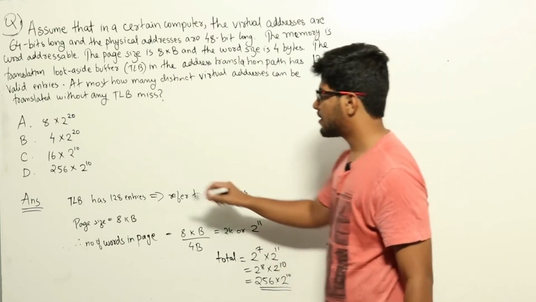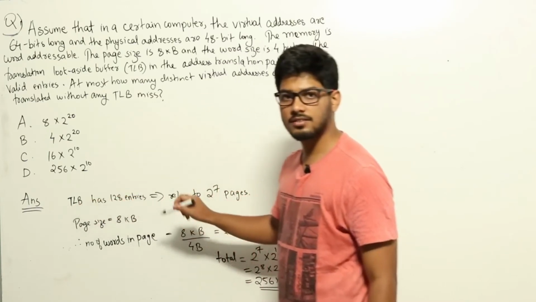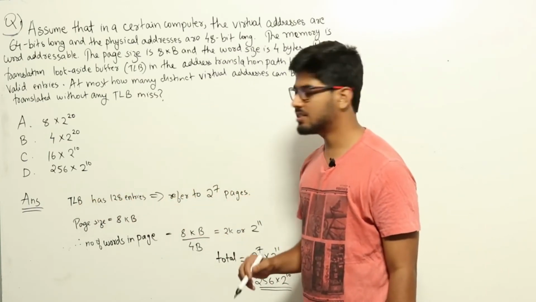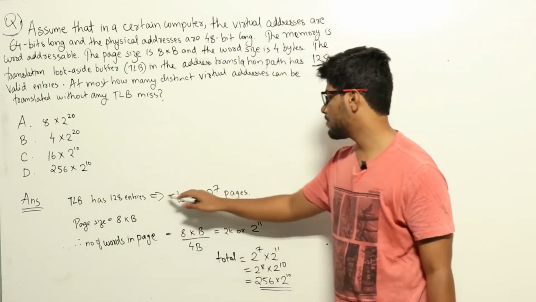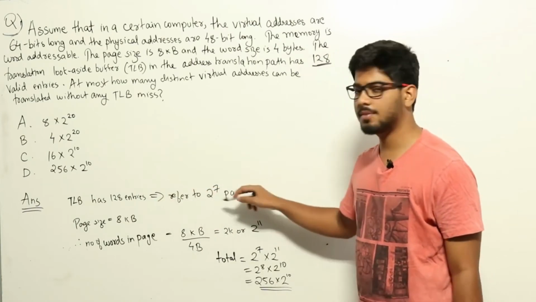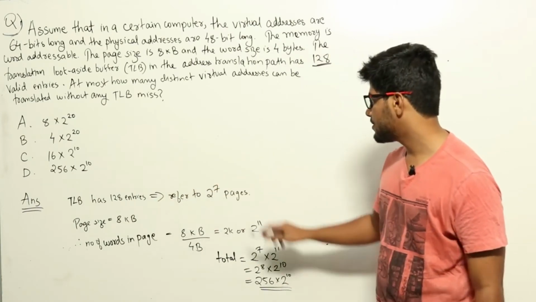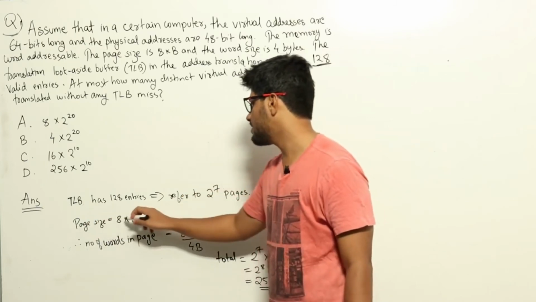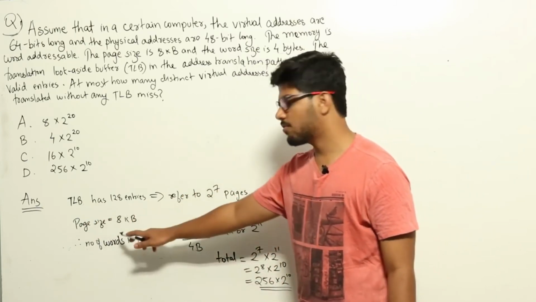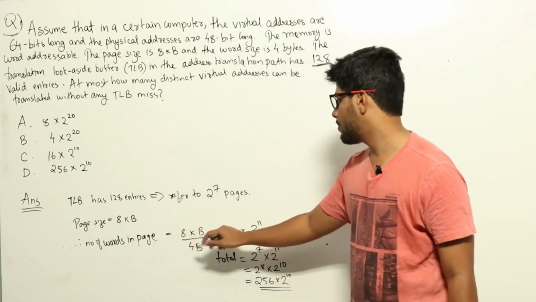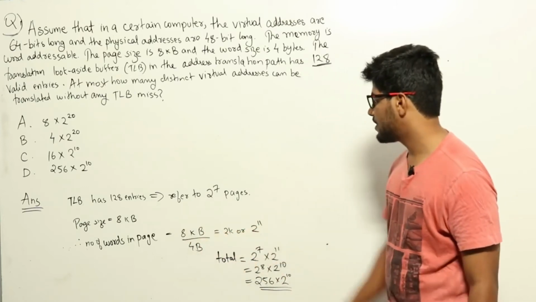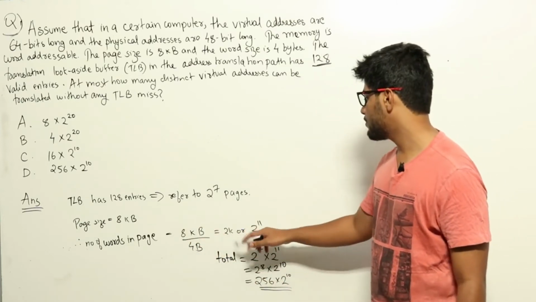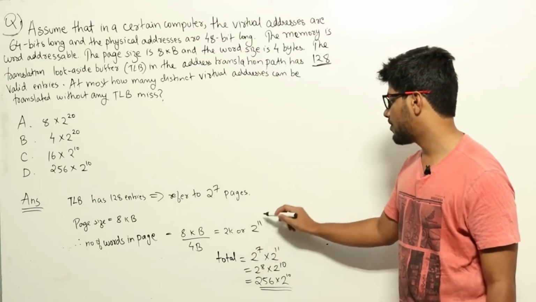So in the question they have given us that the TLB has 128 entries. Now each entry will be pointing to one page in memory, meaning we can refer to 2 power 7 pages at the same time using the entries in TLB. Now the size of each page is 8 kilobyte. Therefore the number of words in a page will be equal to 8 kilobyte divided by 4 byte. Word size was 4 byte. That will be equal to 2k or 2 power 11.